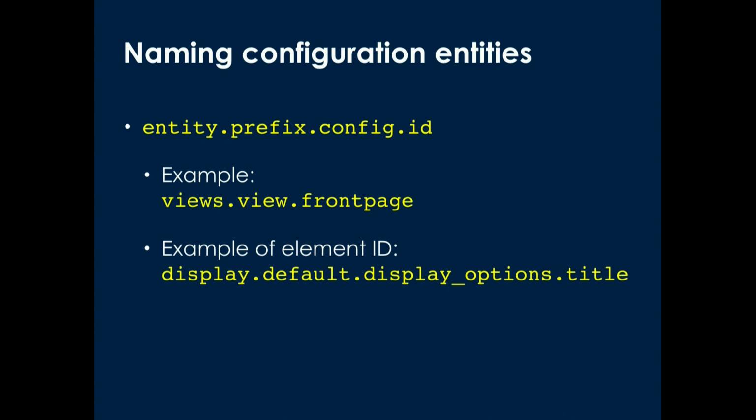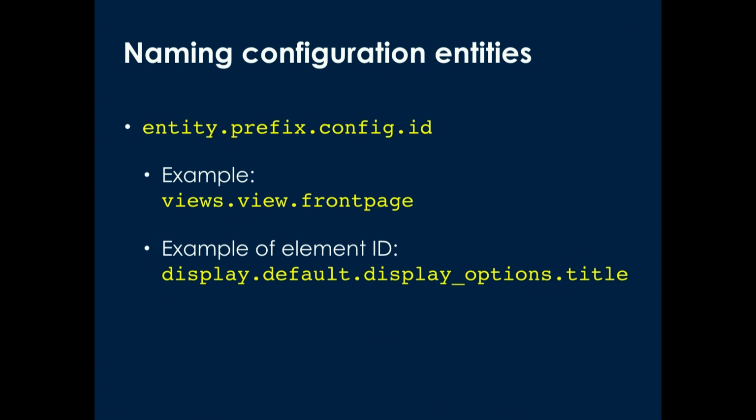So in the case of nodes, for instance, that would be node. Or in my example here, actually the first ID is the module that provides it. So we've got views, and then there's a prefix, and again that's defined in an annotation by the module, in this case the views module, that the prefix is called view, and then a configuration ID. In this case, it's called front page.